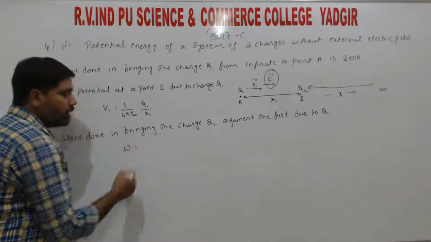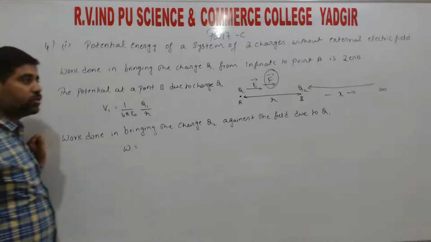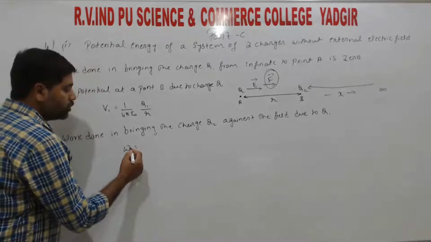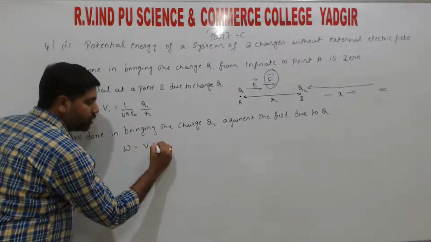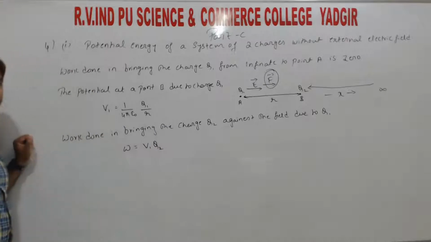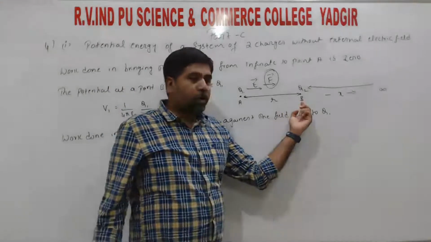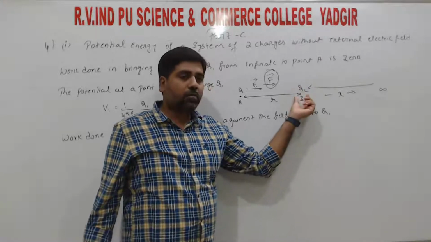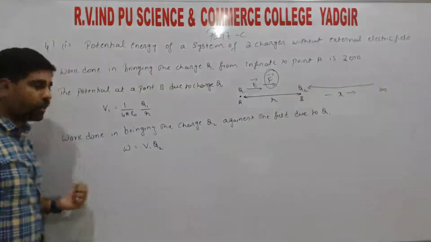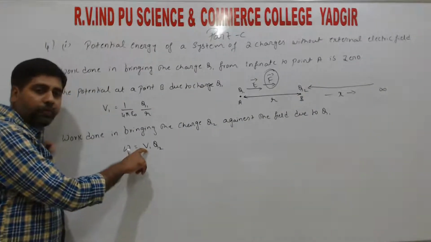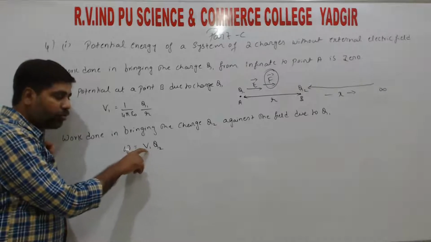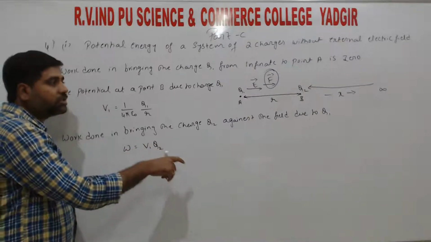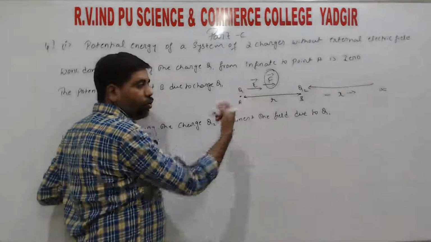So work done W, right? So work done W is equal to the potential at the point B times the charge Q2, right? So work done W is equal to V1 into Q2, right? So from infinity to the point B, which charge are we bringing? The charge Q2. So here we have the potential. The relation between the work done and potential is W equals V into Q, or W by Q. That ratio we call the potential. So here V1 is the potential which is produced by the charge Q1, right?